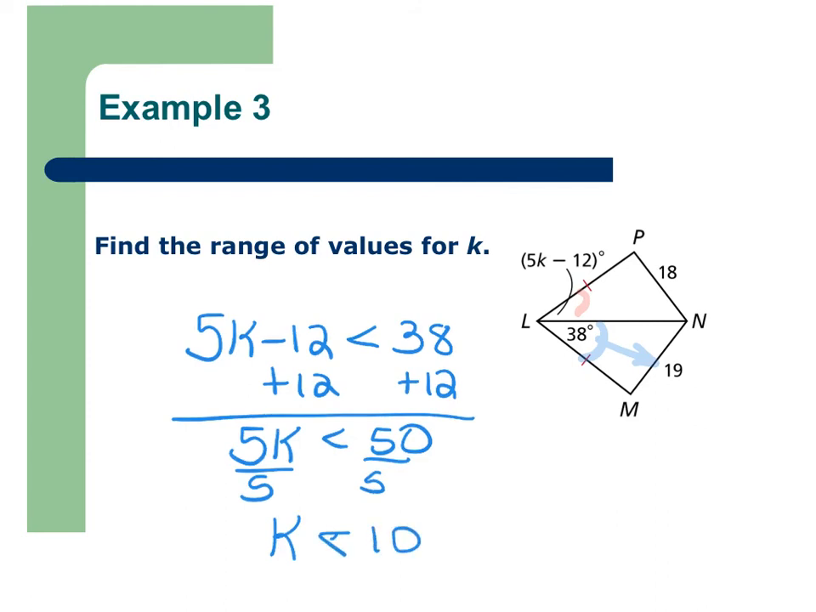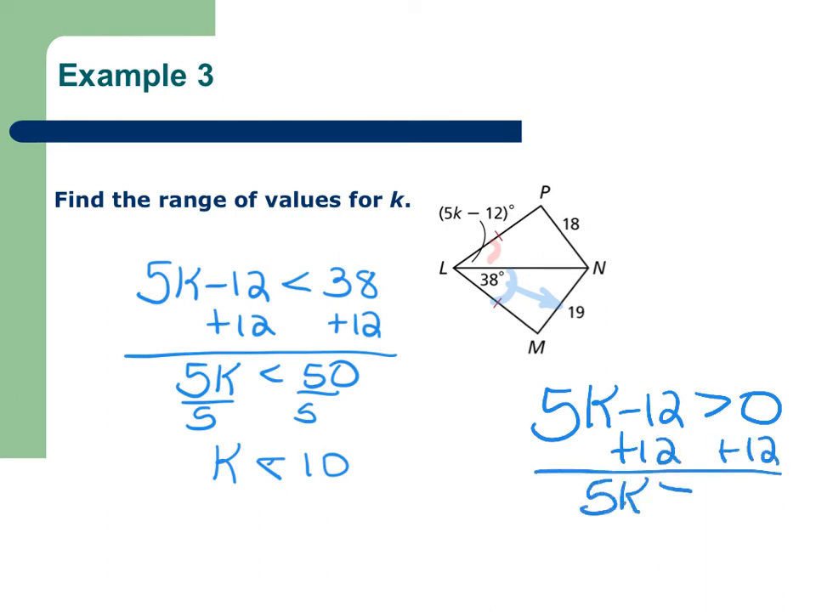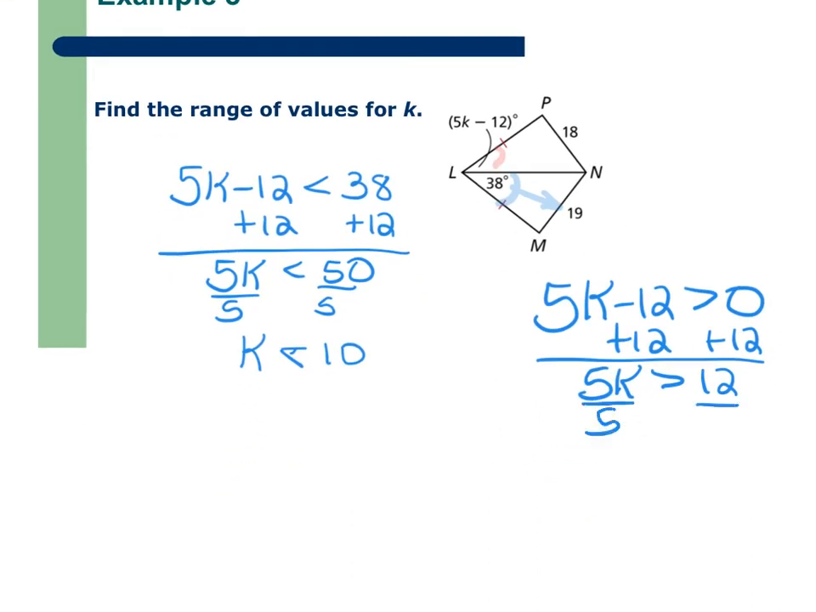Now, that's as big as it could get, but I also have to figure out how small it can get. So you know that it can't be 0 degrees. So what I'm going to do is make 5K minus 12 greater than 0 degrees. It could be a 1 degree angle as long as it's less than 38. And now I'll solve this one. 5K greater than 12. Divide by 5. And K has to be greater than 12/5, but less than 10.